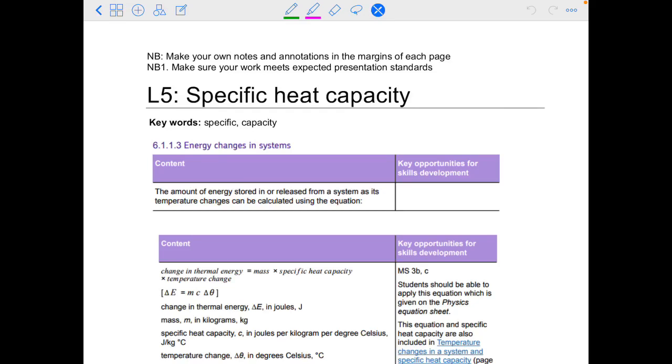Hello, and welcome to Lesson 5 of your energy topic for your GCSE level science. So, today we're talking about specific heat capacity.